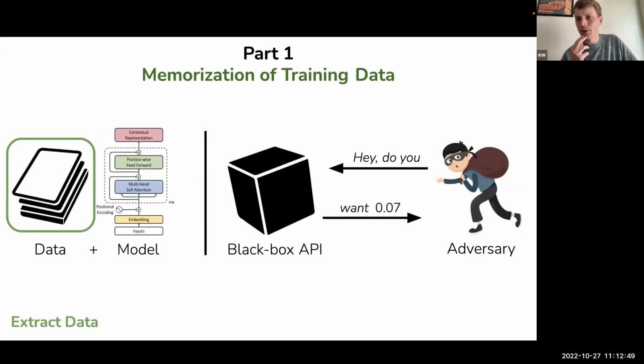As I said, the whole idea of this section is going to be around memorization, which is roughly this idea of when I train something like a generative model, like a language model or a machine translation system, I'm actually training the model to maximize the likelihood of the data, and potentially they actually remember individual training instances from the training set.